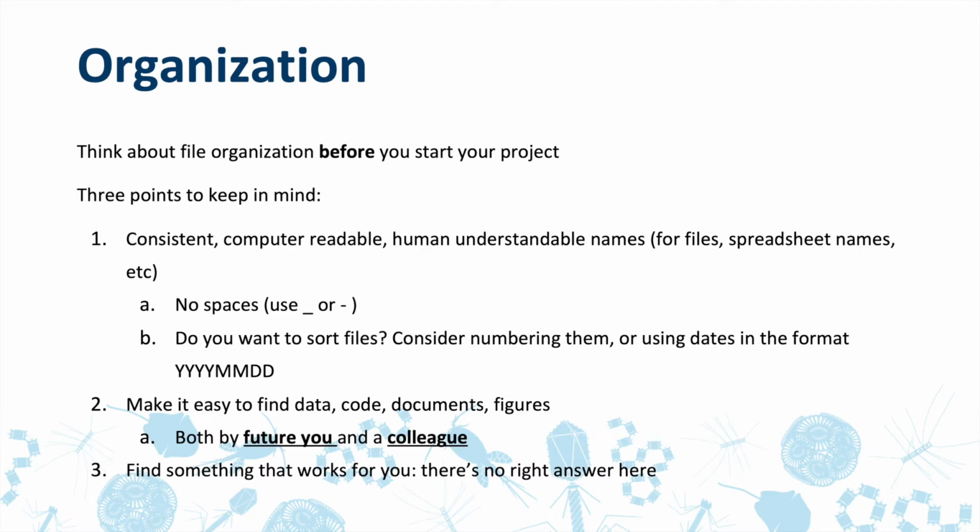So some points to keep in mind. In terms of your file naming, you want to be consistent. You want your file names to be computer readable as well as human understandable. So in terms of computer readability, don't use spaces in your file names. Try to use an underscore or a hyphen instead. That way, it's a lot easier for programming languages to read in the file names. Spaces can be kind of a pain when you're trying to write those file names into code. It can confuse a lot of coding languages.